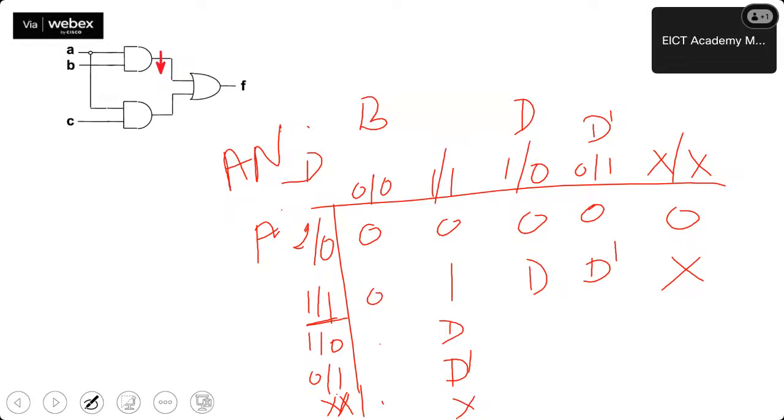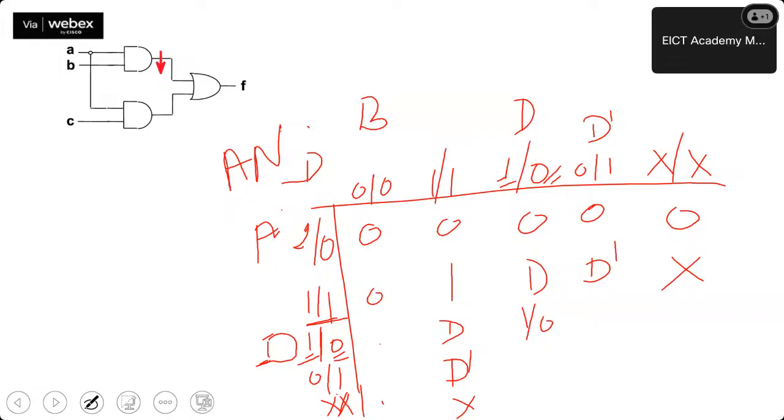Now it comes to this. This was D, D dash, and like that. So D ANDed with D. What should I have? When I AND both of these, the true value is ANDed with the true value, so 1 is ANDed with 1, and the faulty value is ANDed with the faulty value, so 0 is ANDed with 0. So I am getting 1, 0.